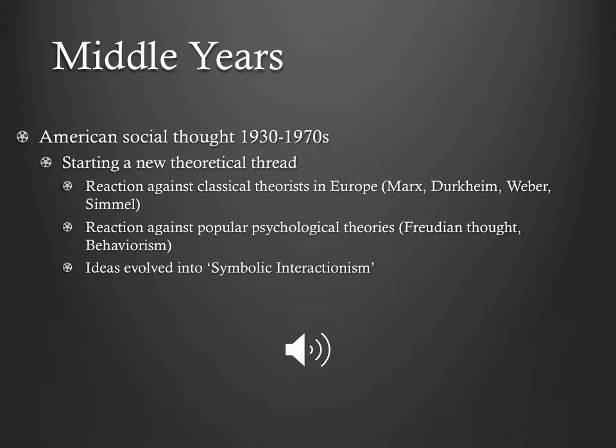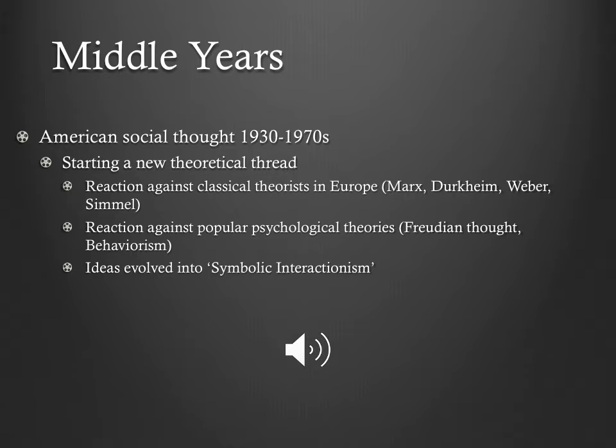Hi, everyone. Today we'll be doing our overview of the middle years American social thought. So, when we talk about the middle years, we're looking at 1930 to the mid late 1970s.